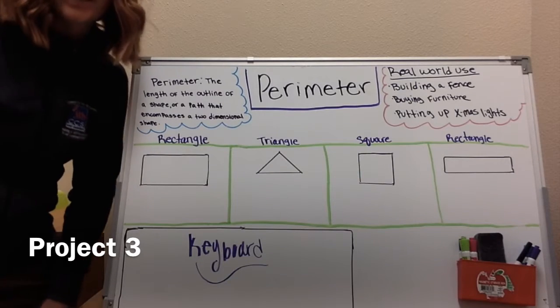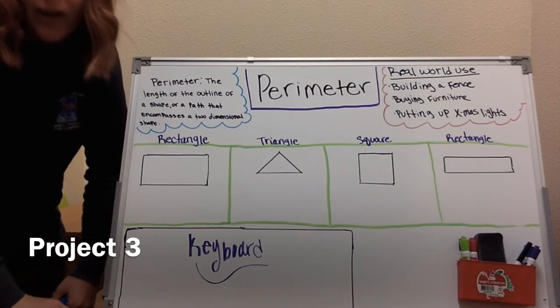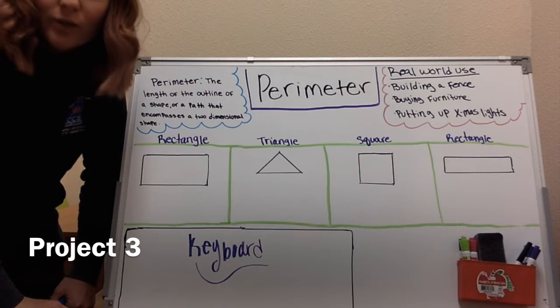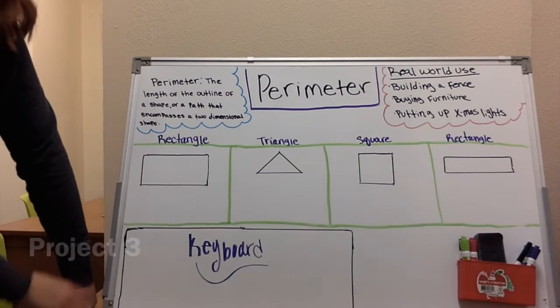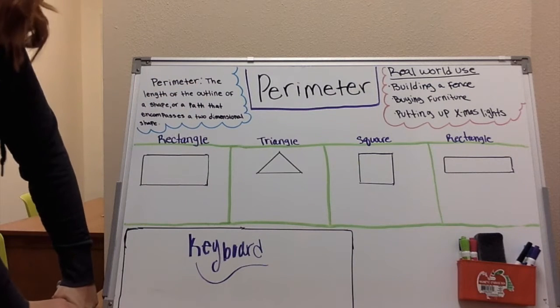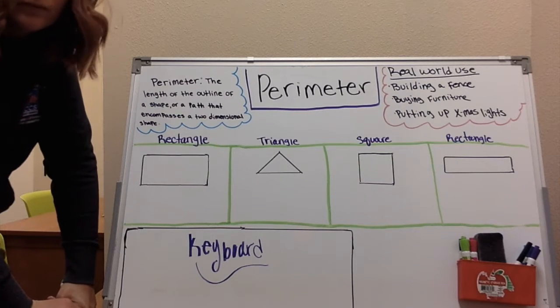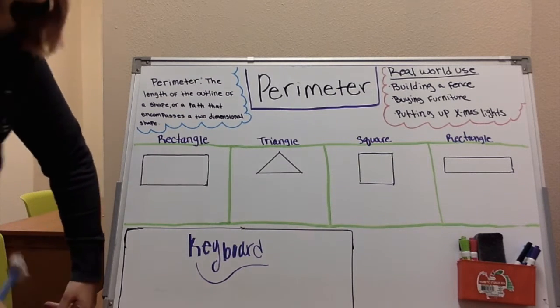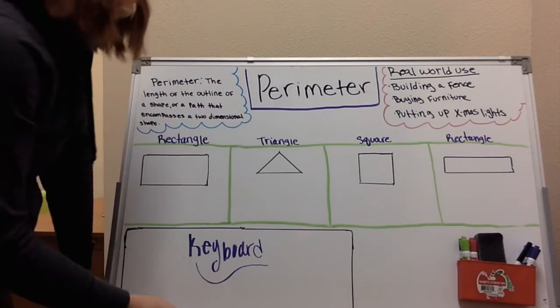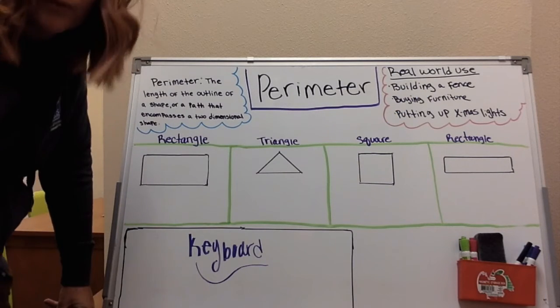Hi friends, today we will be focusing on perimeter and how we can use it in real-world situations. Perimeter means the length of the outline of a shape or the path that encompasses a two-dimensional shape. So if we look over here, we can see real-world uses for knowing what perimeter is.